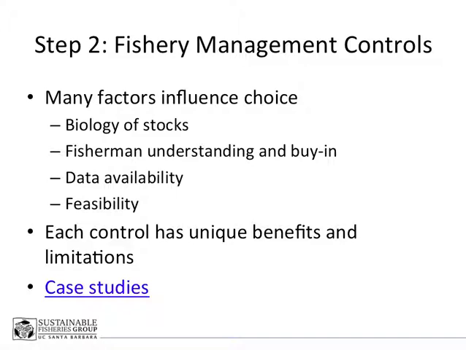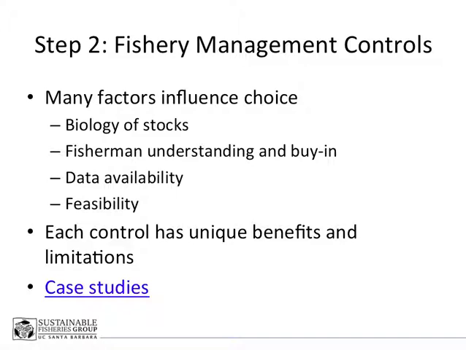Lots of factors might influence your choice. Of course, the biology of the stocks, so certainly considering things like size and maturity could help influence what sort of size limit you might want to choose. It's important to have fishermen's understanding and buy-in. You want to make sure that the people who have to abide by these controls understand why they're doing them and buy into them. Data availability is important. To have a catch limit, you really have to have a good sense of the total catch coming out of the fishery.